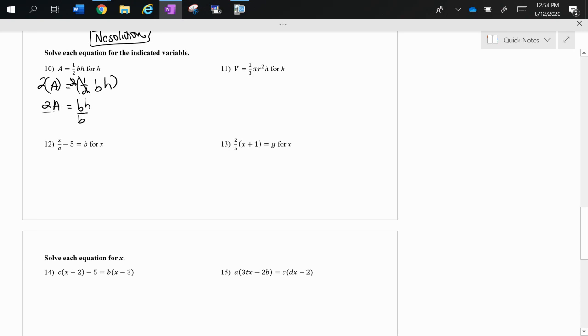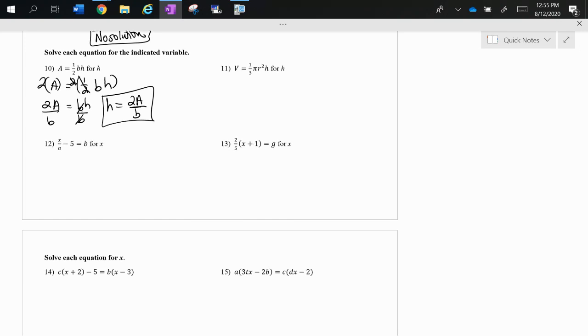And the last thing I have to do is divide both sides by b. So I get that h is equal to 2 times a divided by b. Notice my answer is not a number, it's an expression that has variables in it because these equations have more than one variable in them.